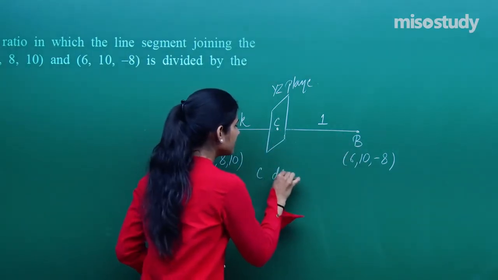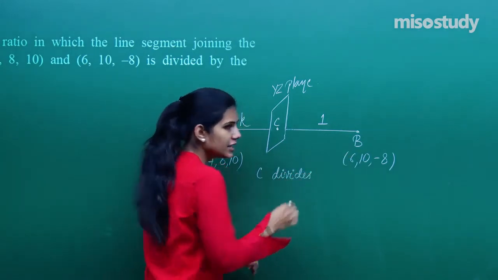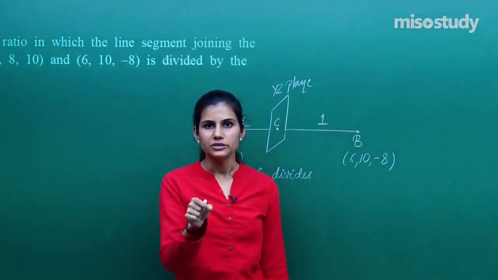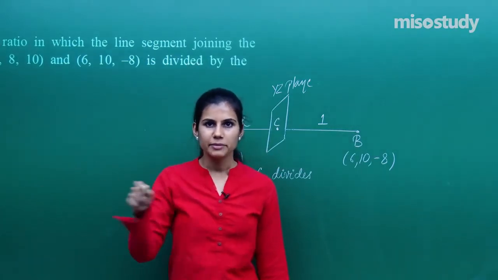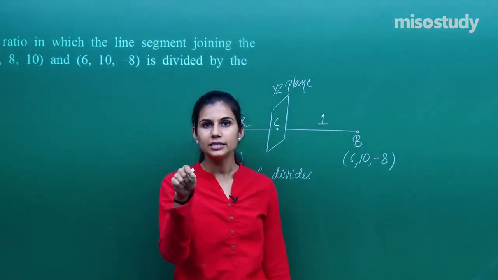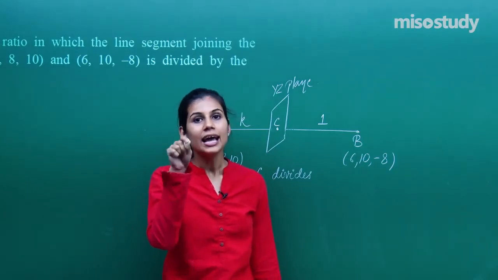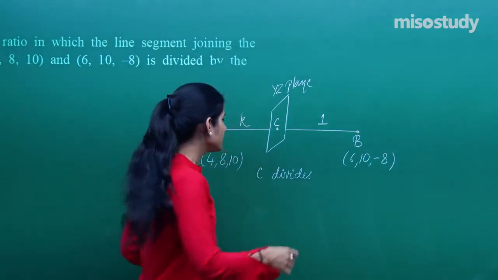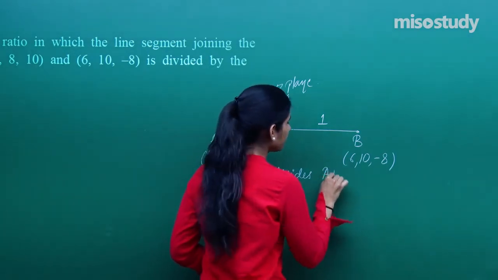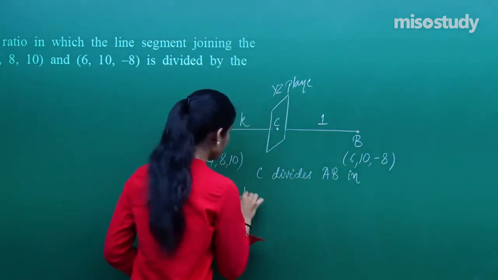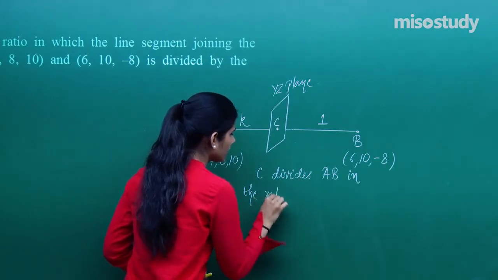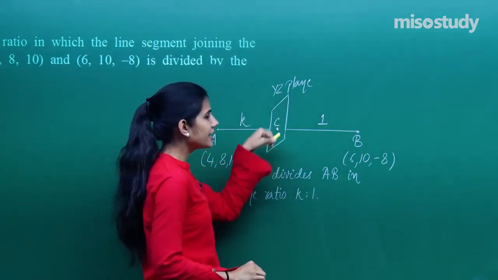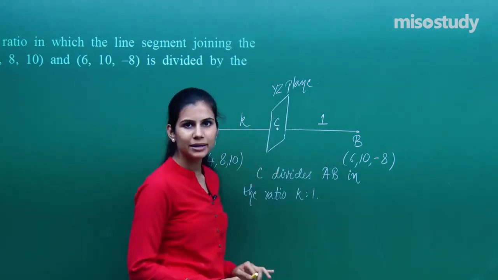C divides, obviously if the plane is dividing a line segment, it is dividing with the help of a point, right? When the plane divides a line segment, it is a point which comes into picture as the intersection between plane and the line segment, and with the help of that point, that line segment gets divided in the ratio k is to 1. So this C point divides AB in the ratio k is to 1, and this C point is lying in the YZ plane as well as in the segment AB.